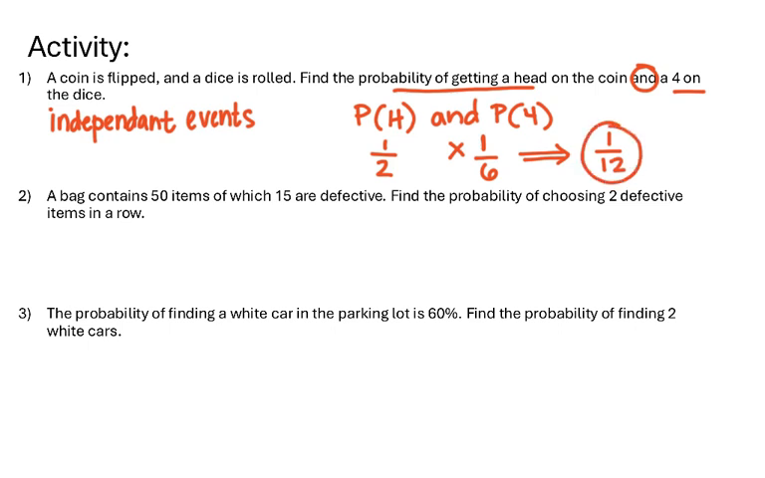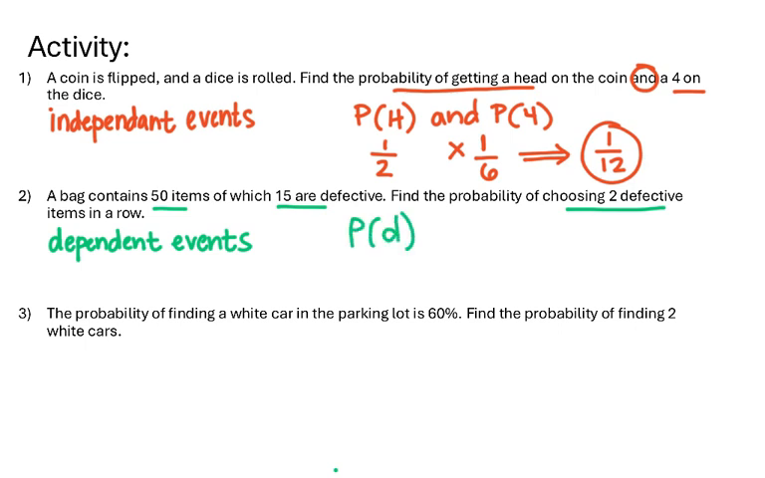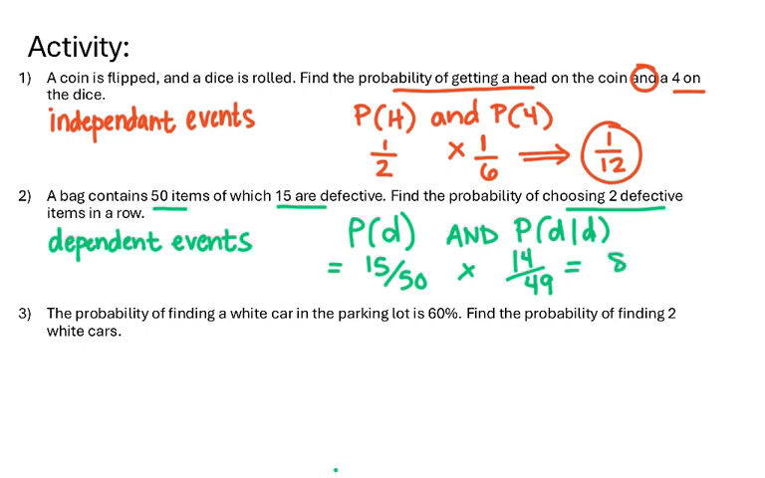Okay, looking at this next question, a bag contains 50 items, 15 are defective. We're going to find the probability of choosing 2 defective items in a row. Those seem dependent. When I say dependent, it means the first probability of picking a defective item is just 15 out of the 50 were defective. However, for the second defective item, we have to take into account that we already picked a defective item out. So on our second pick, there's only 49 total items left, and only 14 defective items. So the overall probability of picking 2 defective items in a row is about 8.6%.